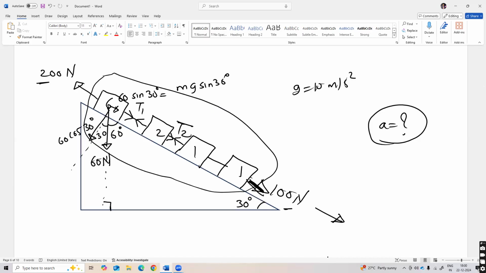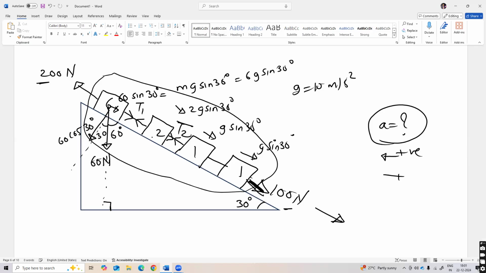Similarly, for this 2 kg block, there will be a force of 2g sine 30. So here it was 6g sine 30. Similarly, for this 1 kg block, force will act in this direction of 1g sine 30, and again here g sine 30. So these forces will also act as external forces. Now to find the net external force, for now we consider forces acting to the left as positive, and forces acting to the right as negative.